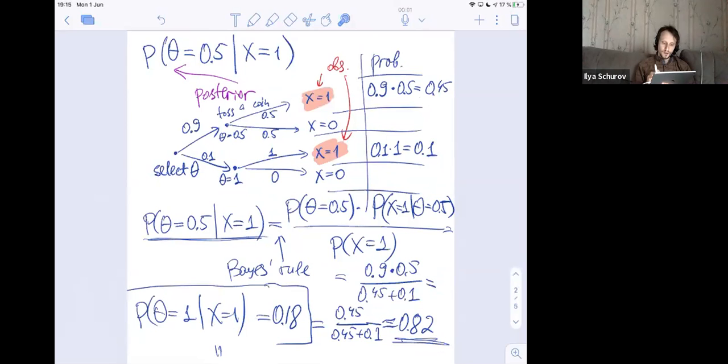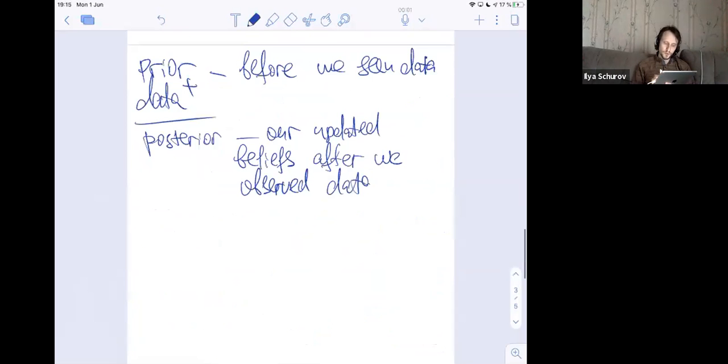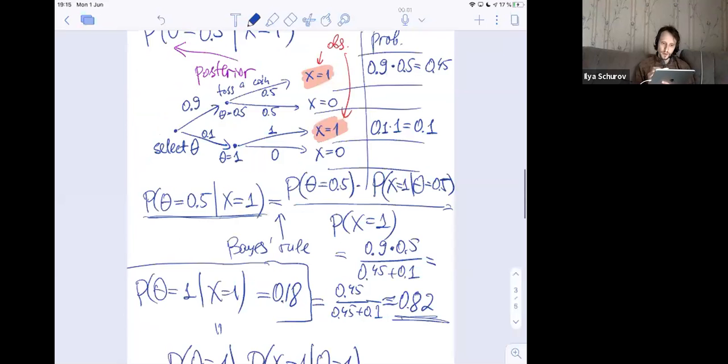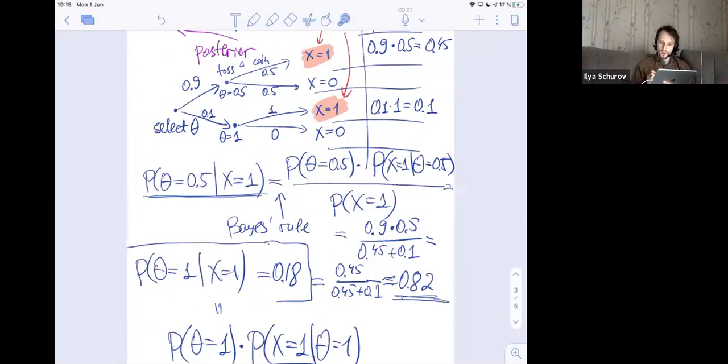Let me read terminology that we used previously. Previously, we said that we have some parameter of the model, it is theta, and we have some data. And how did we call this conditional probability? How did we call probability to get the data that we obtained with a particular value of parameter? Do you remember from the picture?